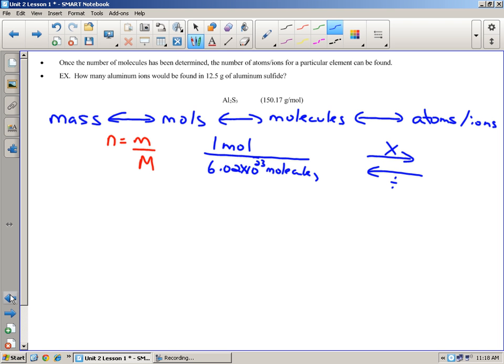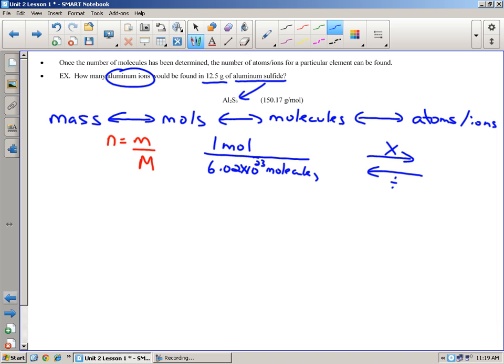But I think you'll understand once I give you this here. So let's look at this one. How many aluminum ions are found in 12.5 grams of aluminum sulfide? Well, first of all, there's aluminum sulfide right there. Okay, I have 12.5 grams of that.